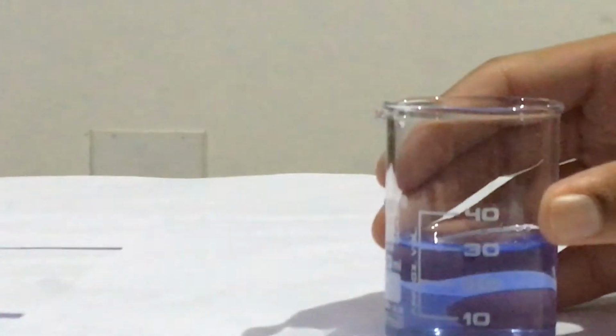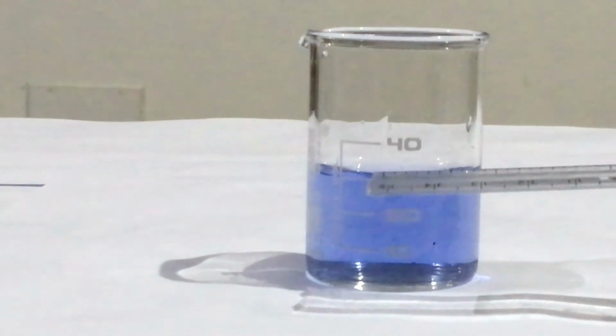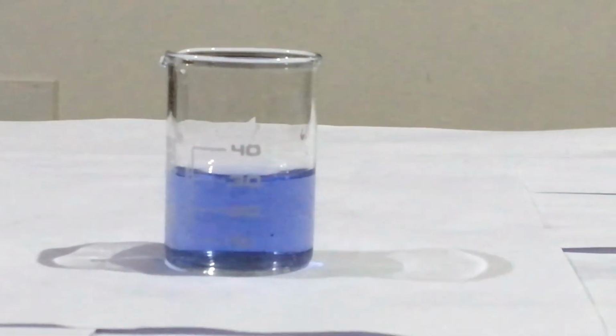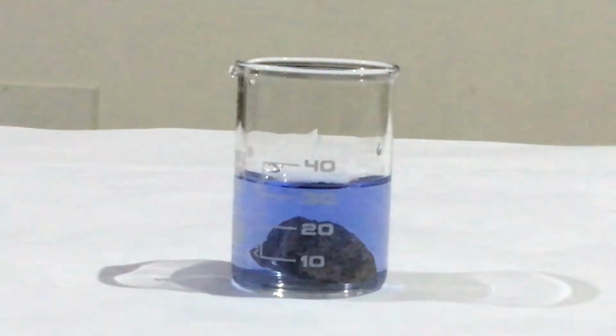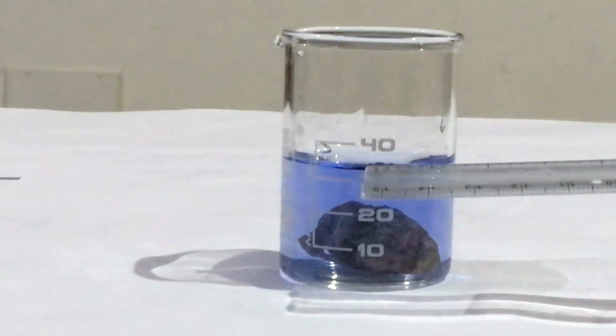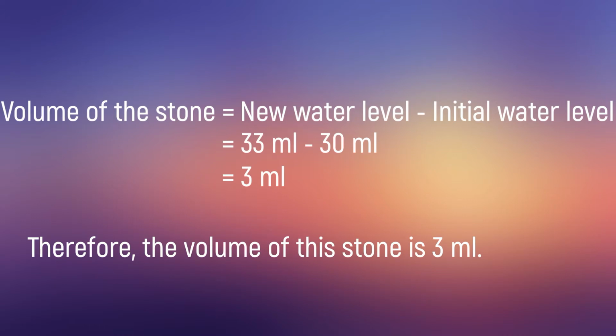Here I've taken a beaker filled with water. I've approximately taken 30 ml of water. In order to find the volume of this stone, gently place the stone into the water. You can now notice that there is a rise in water level from 30 ml to 33 ml. Now let's derive the volume of the stone. The volume of the stone is equal to new water level minus initial water level, which is 33 ml minus 30 ml, which gives us 3 ml. Therefore, the volume of this stone is 3 ml.